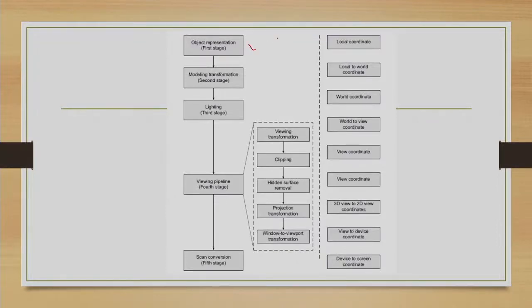We have object representation as the first stage, modeling transformation as the second stage, lighting or assigning color to the objects as the third stage, viewing pipeline as the fourth stage, and scan conversion as the fifth stage. So, among them we have already discussed the first 3 stages: object representation, modeling transformation, and lighting. Currently we are discussing the fourth stage, that is viewing pipeline.